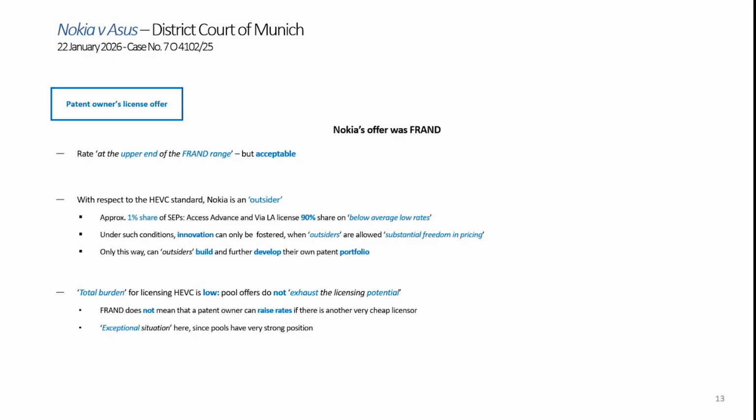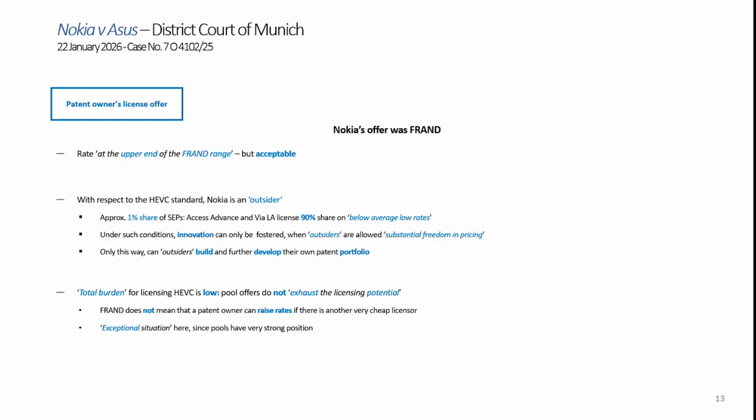Because only if you allow the small implementers, the small patent owners, the outsiders who have only a small share of the standard, to have this freedom in pricing, you would enable them to build and further develop their own patent portfolio. So the court basically advocated here that in these situations, you should allow those who have only small shares of the patents to have some leeway in how much they charge for their innovation, because otherwise, if you would take the low prices that the pools have set here, you would not give them sufficient incentives to further innovate and develop their patent portfolios.